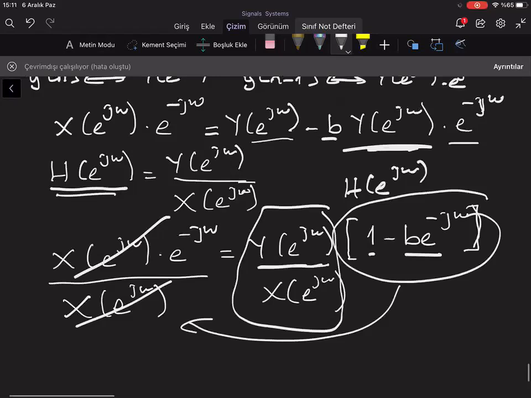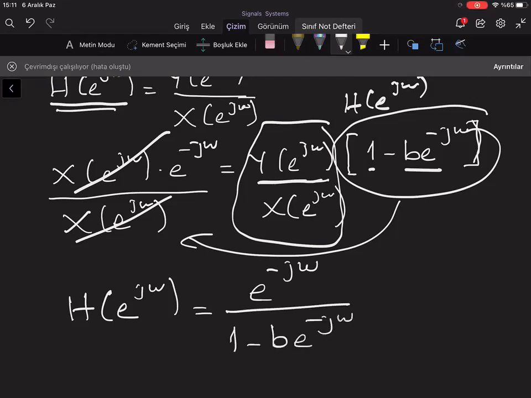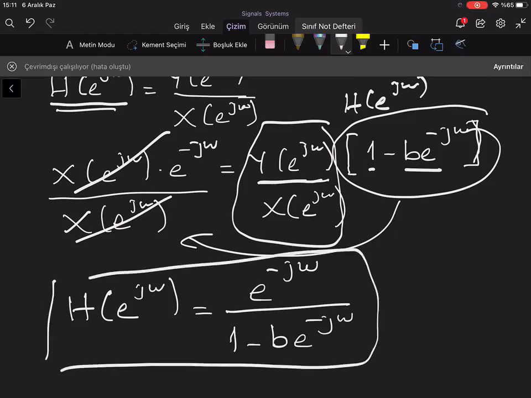And finally, I will have H(e^{jω}) equal to e^{-jω} divided by 1 minus b e^{-jω}. Okay, this is what we can say about H(e^{jω}). So the b part of this question is also done. This is the frequency response of my system.